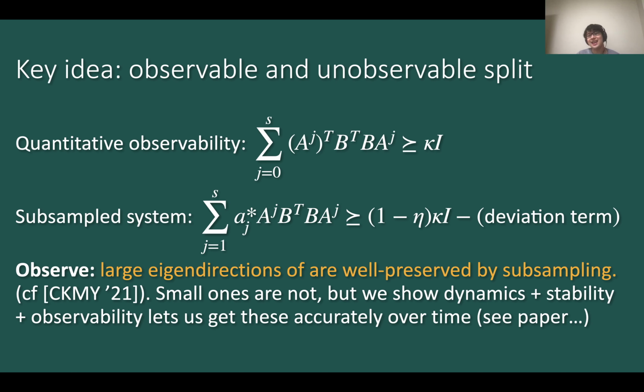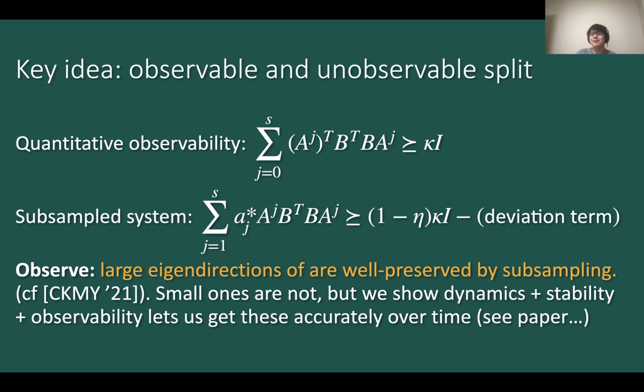And the key thing that arises by considering this matrix concentration is we understand that large eigendirections are going to be well preserved by the subsampling procedure. And what this is going to say is that even though we have contamination, at least if we know which rounds are corrupted, we do actually get a good idea of the state in certain directions, in the large eigendirections of the observability matrix.